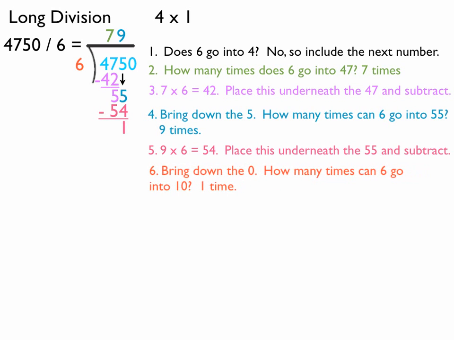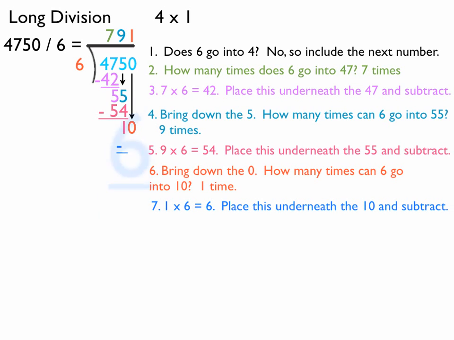So now we can still bring down numbers. So I'm going to go ahead and bring down my 0 that I have here on the end. So now it asks me, how many times can 6 go into 10? Well, just 1 time. So I'm going to put the 1 up top in my quotient. So 1 times 6, that's going to equal 6. I'm going to place this underneath the 10 and subtract. It's the same pattern all the way down. Even if we had another 10 numbers, you follow this exact same pattern. So 10 minus 6 is just equal to 4.